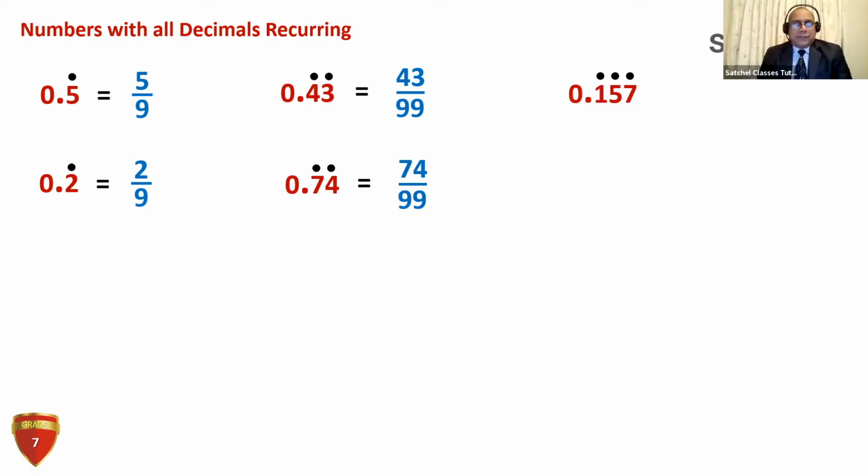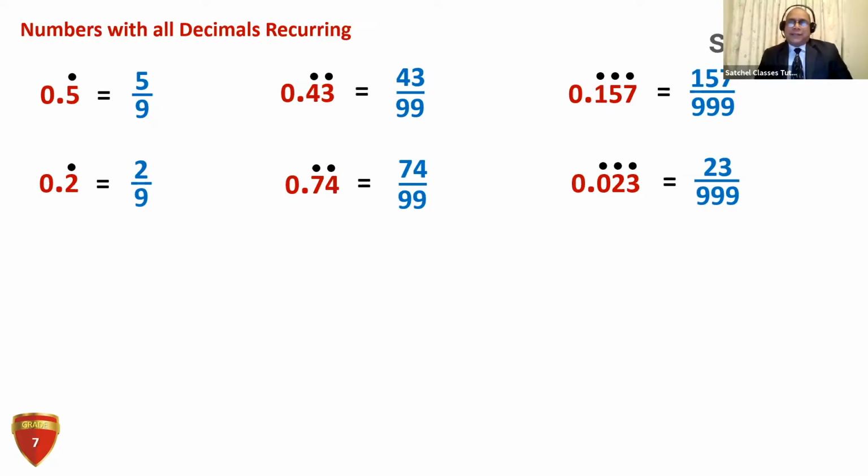0.157 recurring, because there are three digits recurring. Now you know the trick, right? It's three nines in the denominator, so 157 divided by 999. How about this? 0.023, all three of them recurring, 0, 2, and 3. Basically, it is 23 over 999, because if I add a 0 before 23, I would still end up getting 23. Because there are three digits recurring, it will be 999.